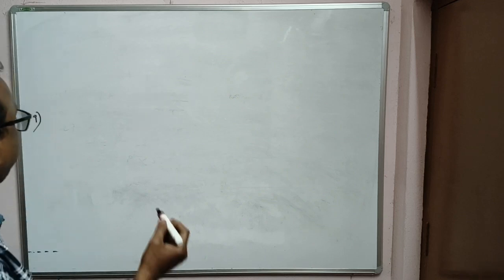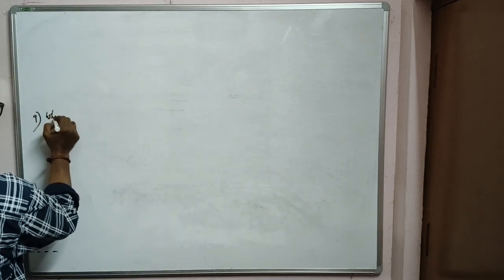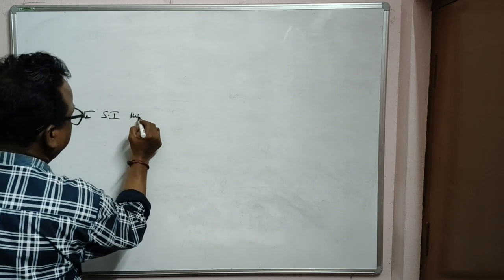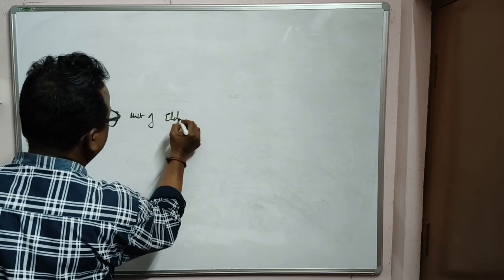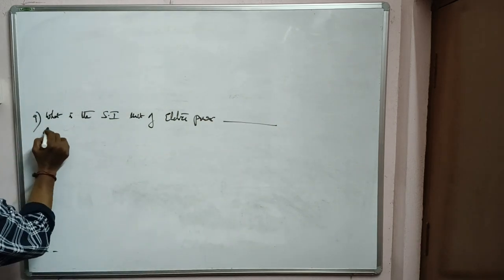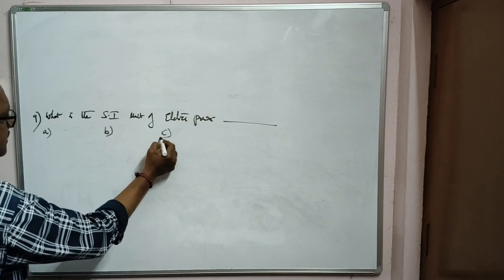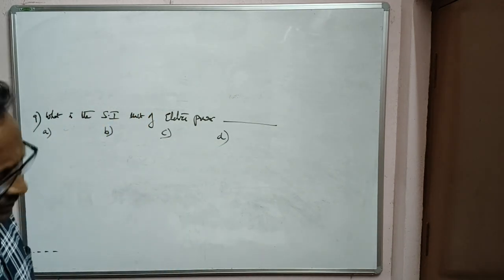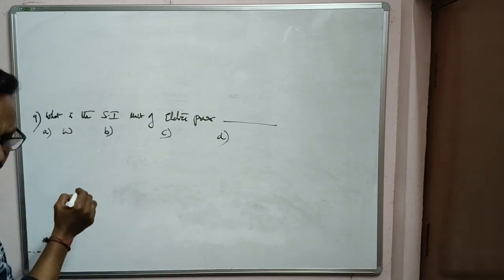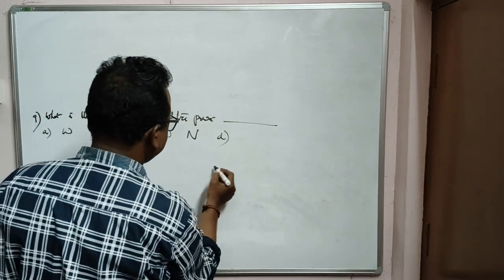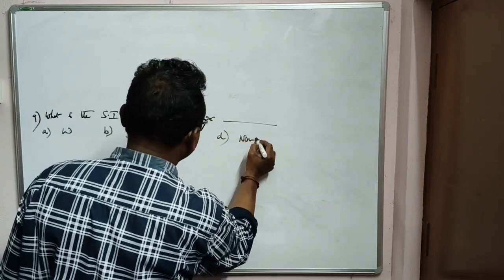Ninth problem, what is saying is, what is the SI unit of electrical power? Dash A, B, C, D. He is given choice also. First one is he has given as watts, B, joules, C, newtons, D, none.